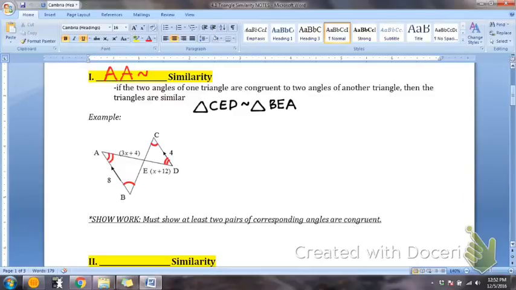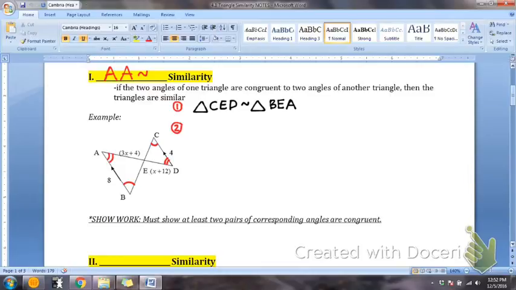This is going to be step number 1. And these steps you're always going to follow. So step number 1, set up your similarity statement. Step number 2 is to set up your proportions. Okay? So we're setting up proportions.